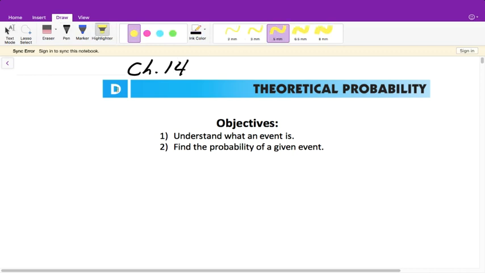All right, so now we're moving on to the next section, D, theoretical probability, and we're still in chapter 14. After this, we have one or maybe 1.5 more sections to cover, and then we'll be done for this chapter. So we definitely should have enough time to finish this before we leave for winter break.